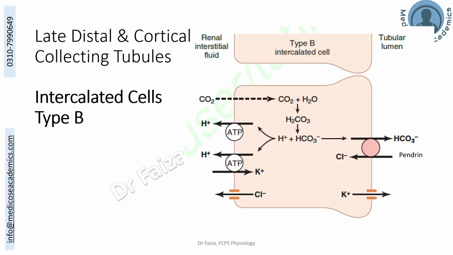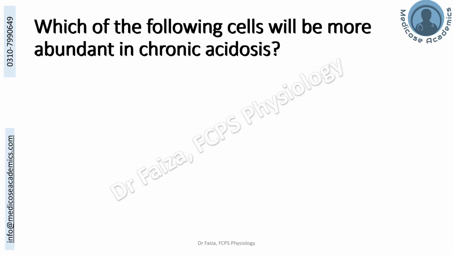They lead to the secretion of potassium by the concentration gradient and reabsorption of hydrogen by these primary active transporters, hydrogen ATPase and hydrogen potassium ATPase. Bicarbonate ions that were being reabsorbed by the type A intercalated cells are now being excreted by the chloride bicarbonate exchanger at the level of type B intercalated cells.